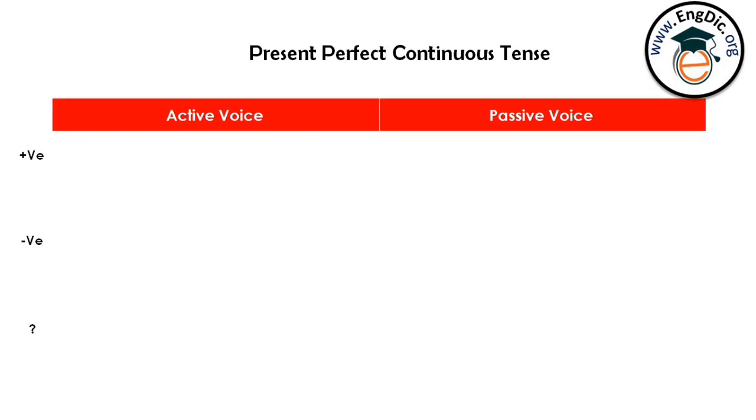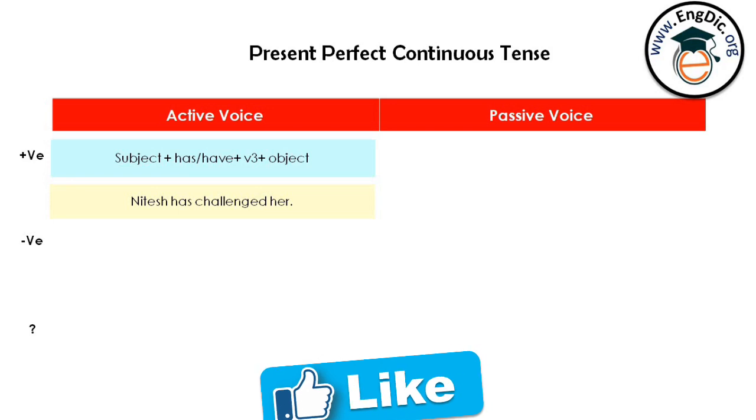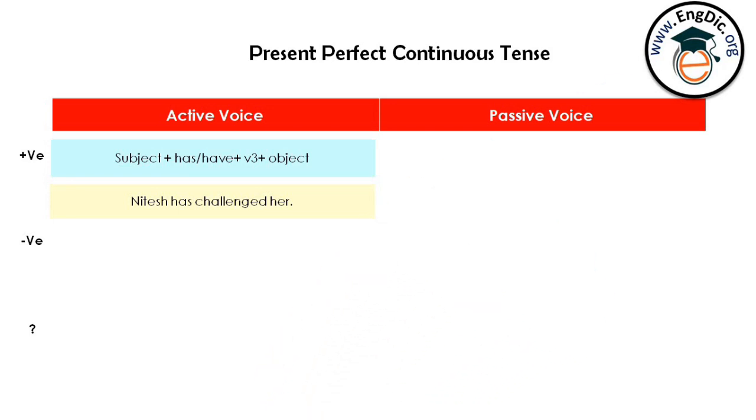Moving towards the present perfect continuous tense. For the affirmative or positive sentence, we have to put the subject, then the helping verbs has, have, as we all know, then the third form of verb, and then the object. Subject, has, have, third form of verb, and the object. For example, Nitesh has challenged her. Nitesh is the subject, has is the helping verb, challenged is the third form of verb, and the object is her.